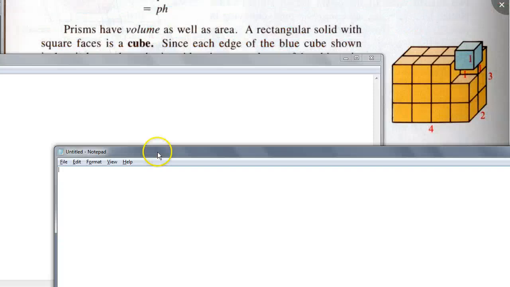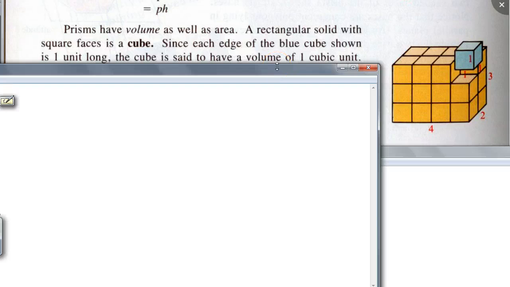Okay, good. All right, take a look at this. Somebody read this for us. How about Leah? Can you read this for us? Prisms have volume as well as area. A rectangular solid with square faces is a cube. Since each edge of the blue cube shown is 1 unit long, the cube is said to have a volume of 1 cubic meter. Good.